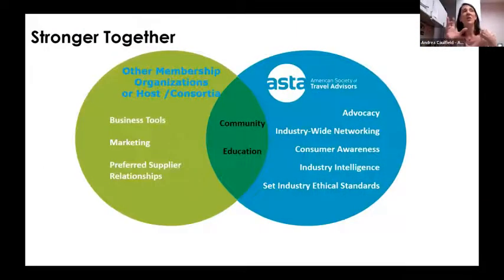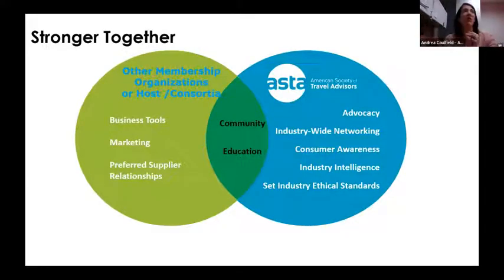And I always use this when somebody says, well, I'm a member of my consortia or host. Why do I need ASTA? How I give this is, your host and consortia helps to promote you, gives you the tools to do your business, but ASTA defends it. We are here to help you to stay in business. We do that through the advocacy, through the consumer awareness. So those are the talking points I use if somebody comes up with that little, I don't think I need ASTA.